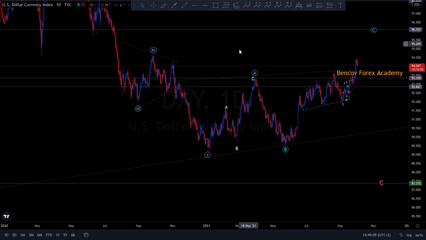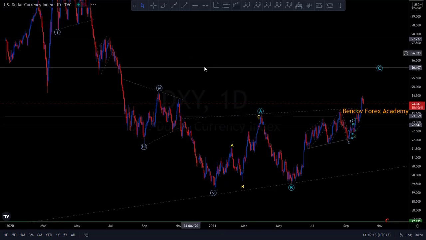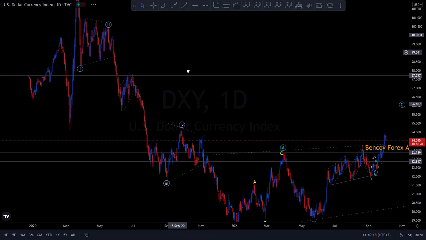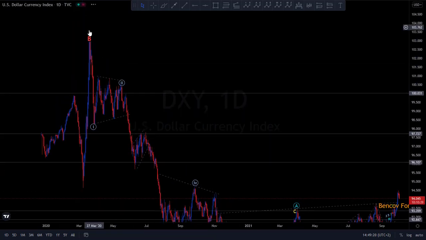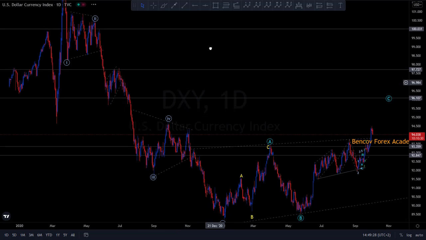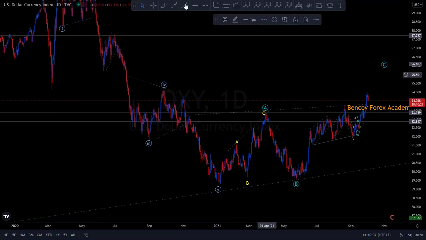So this is your DXY, your index, your US dollar index. Let's just check how it has been moving. From the top there, you see that it gave us an impulse, correction, then another impulse and a bigger correction, which is a bit deep. Then another impulse. If you check here, price has been moving correctively up. Let's just indicate that it has been moving correctively up there.